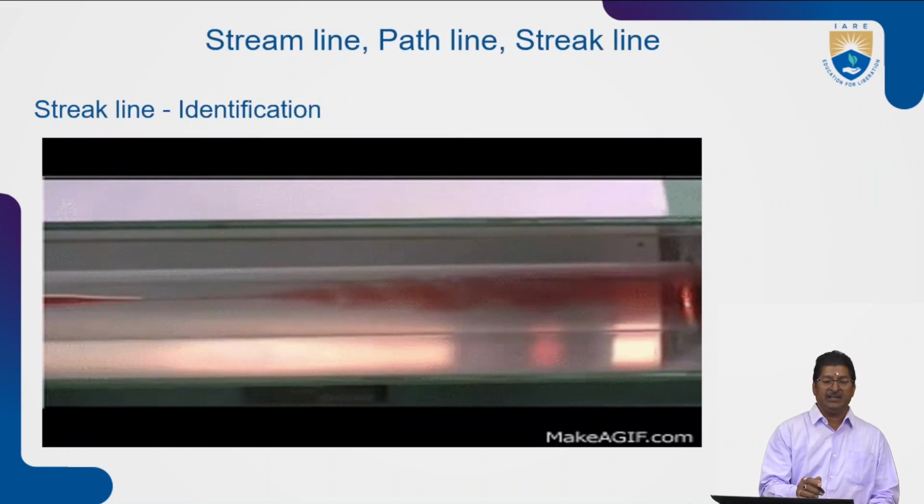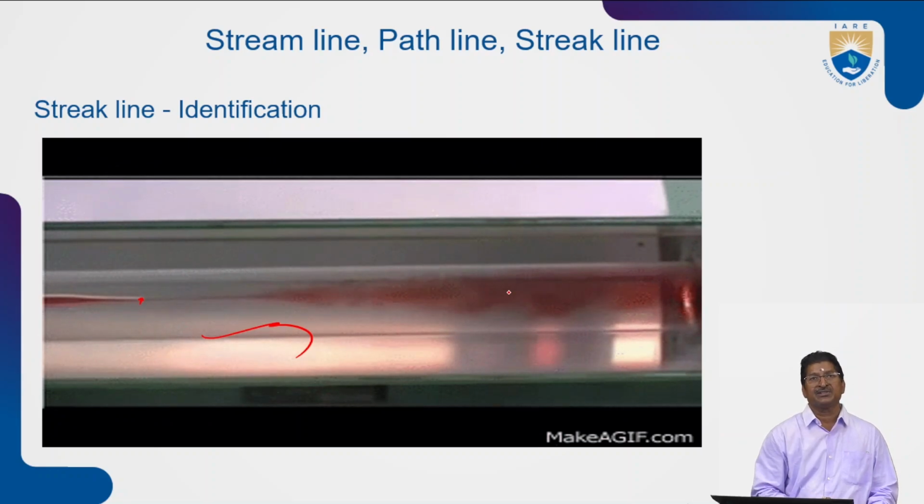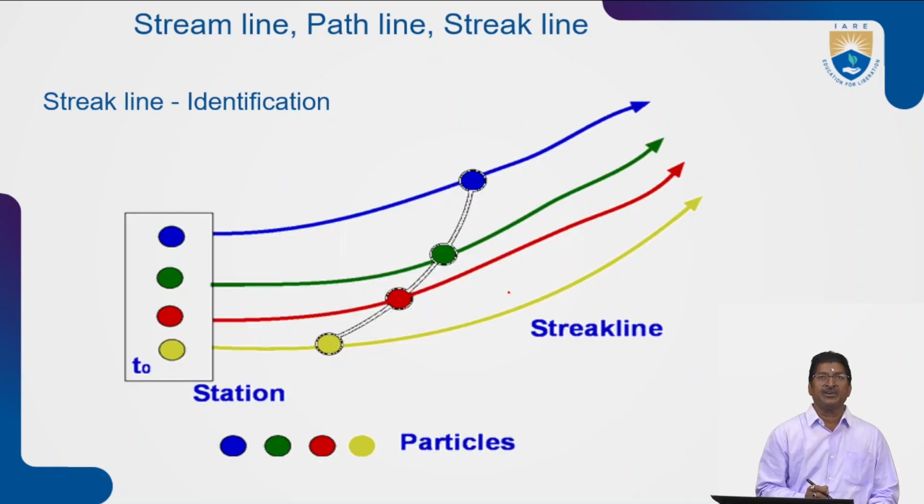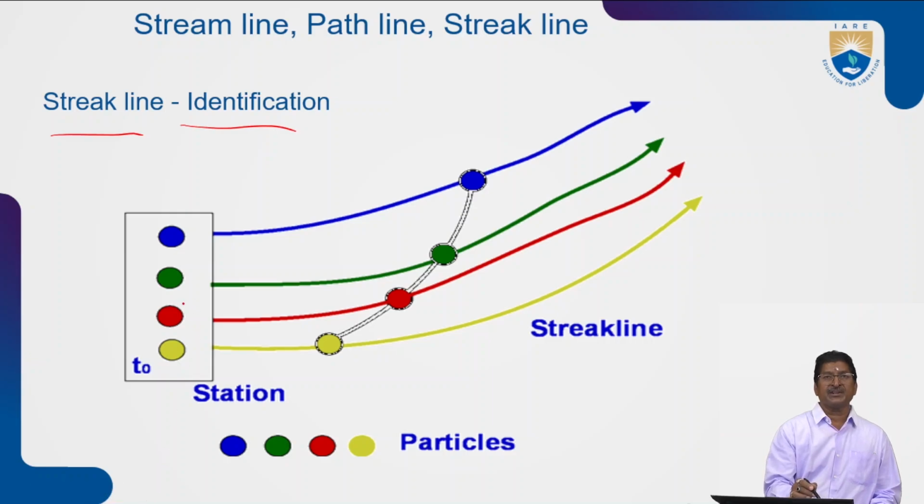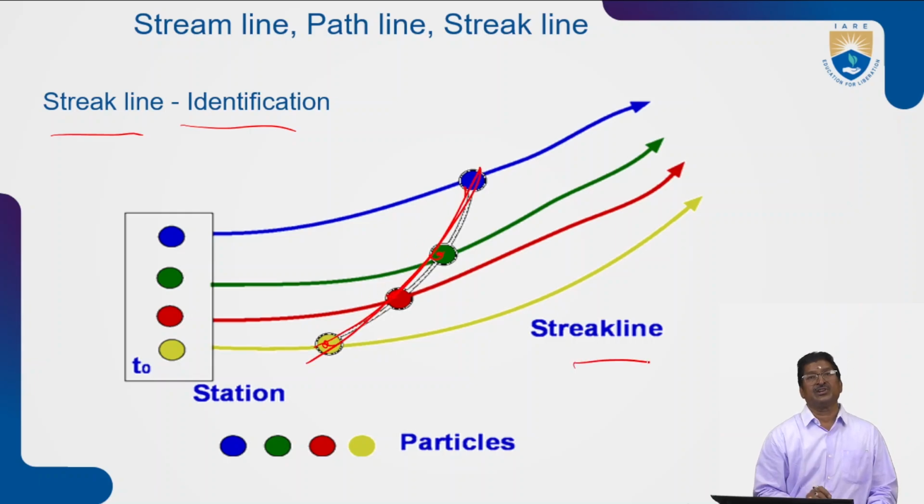So you can see the dye in your flow. This is your flow of fluid, and this is your dye point. It gives a streak line here. Here is another figure to understand clearly the streak line identification. See here, different particles of fluid are flowing. If you join all these particles, this is nothing but the streak line.